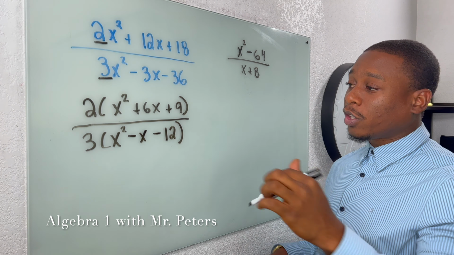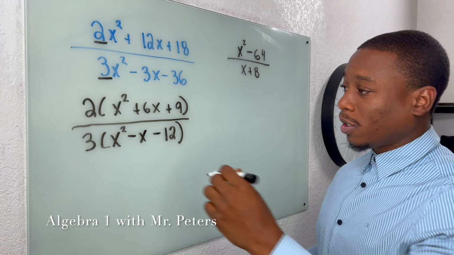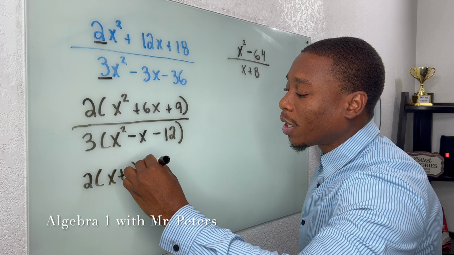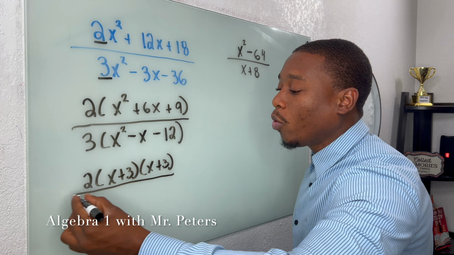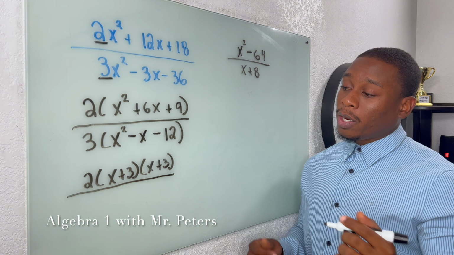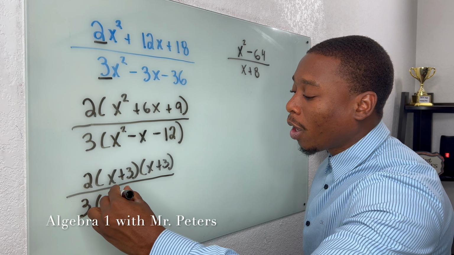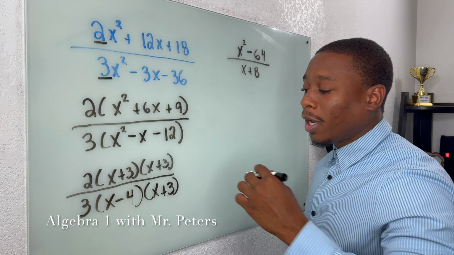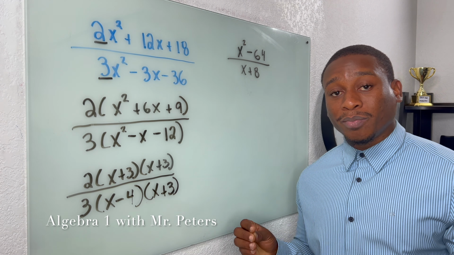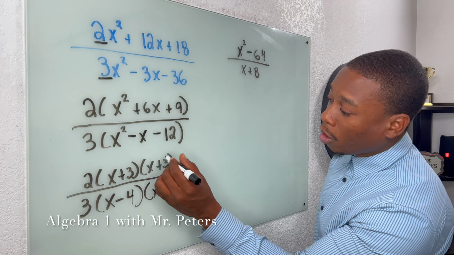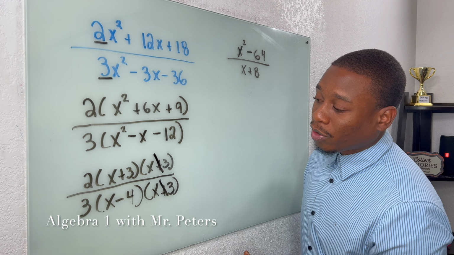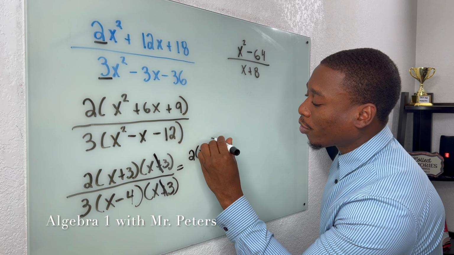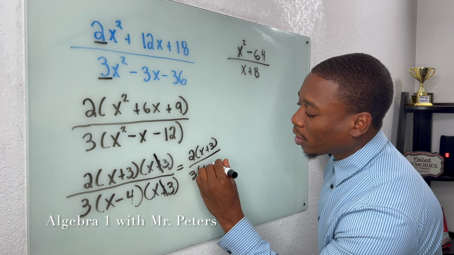So now we focus our attention to only what's inside the parentheses. And on the top, I noticed that this is going to break down to x plus 3 times x plus 3. So now we've completely factored the top part. Now let's go down to the bottom and do the same thing. I'm going to get x minus 4 times x plus 3. Now, similar to the last problem, guys, after we factor completely, we always want to check if we could simplify. We could cancel x plus 3 and x plus 3. And then my final answer would be 2 times x plus 3 divided by 3 times x minus 4.